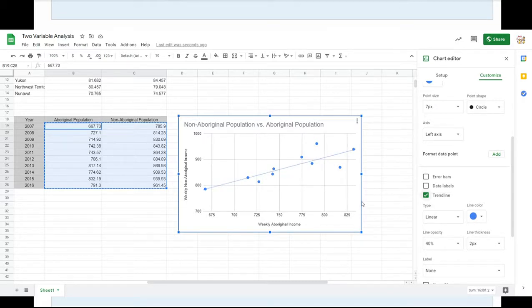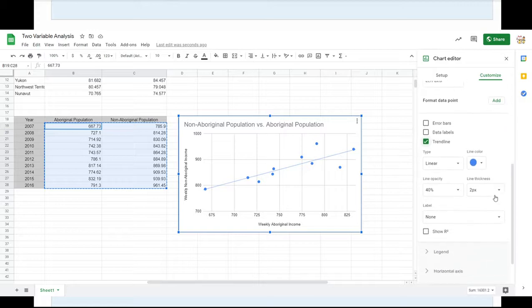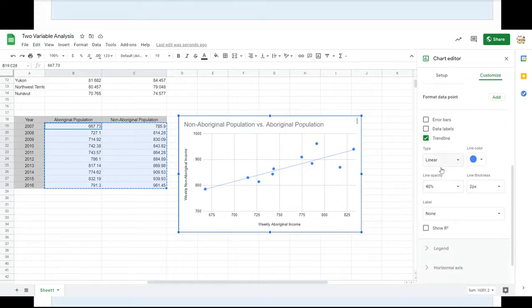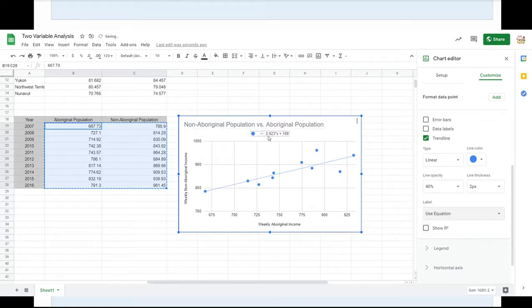So this is what is going to model or represent our data. If I scroll down, I want to show the label. So label, use equation, because I want to see what the equation is. I want to see what linear equation is going to be used to model my data. As well, I want to show the r squared value. So the r squared value pops up here. I want to see that because that's going to be important later on to determine if there is a relationship.